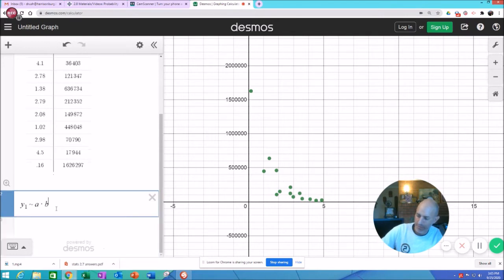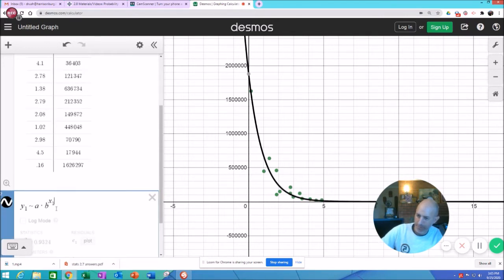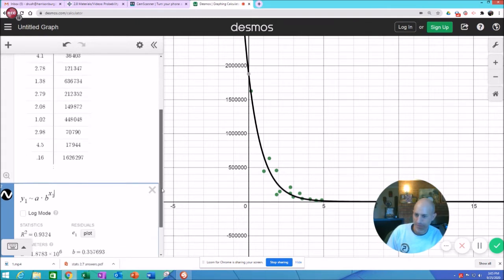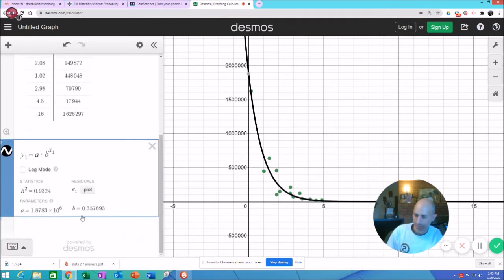Notice it gives you your a and your b here. This number right here is times 10 to the 6, which means you move the decimal place over 6 places, and that gives you your a value. And you can see our b here as well. Now that we have that equation, I'm going to go back to paper and talk about the residual for that as well.